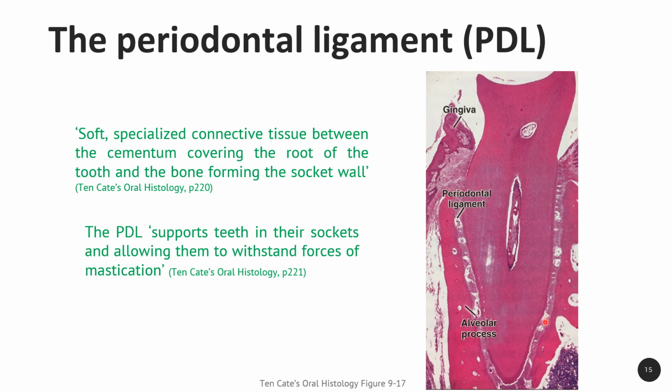So it is a soft, specialized connective tissue between the cementum covering the root and the bone forming the socket wall, and it supports the teeth in their sockets, allowing them to withstand forces of mastication, so you can chew.